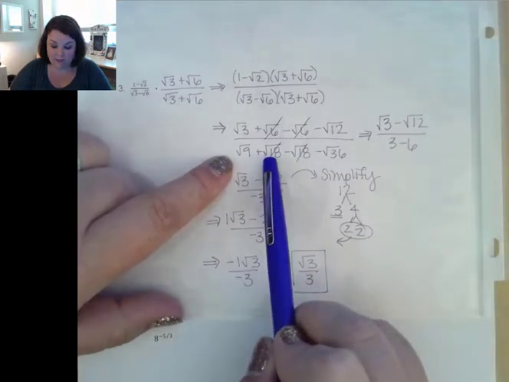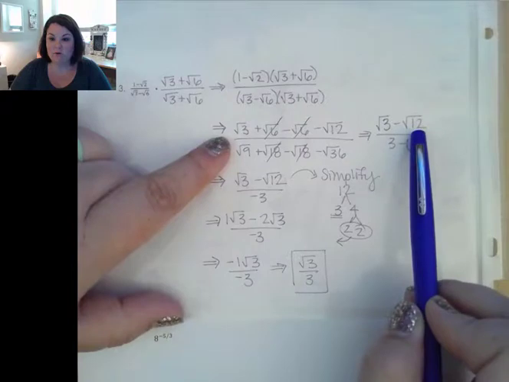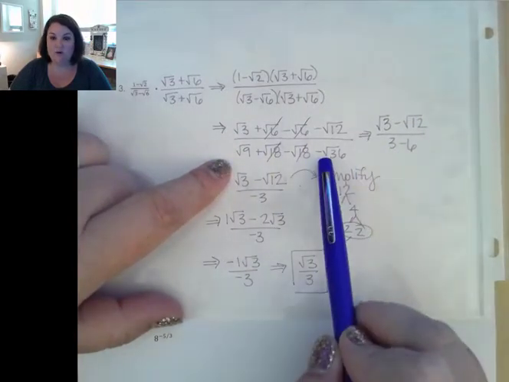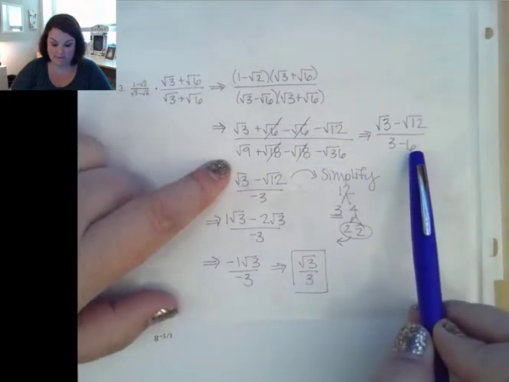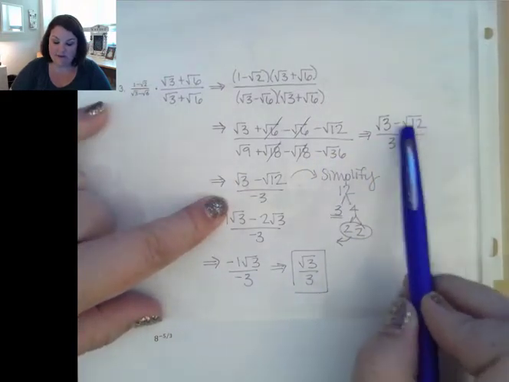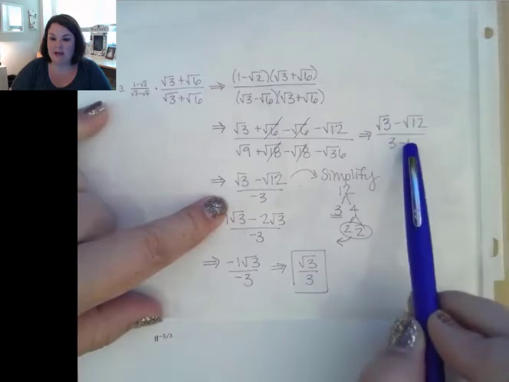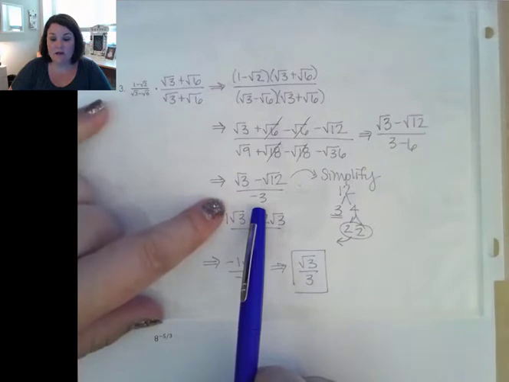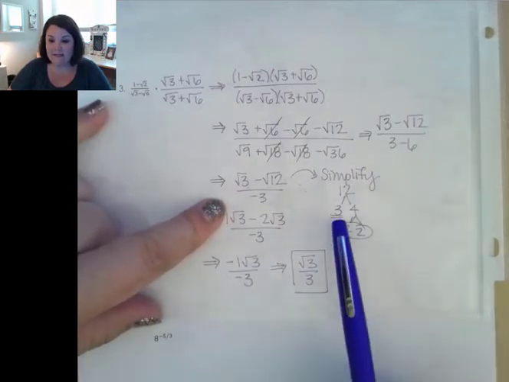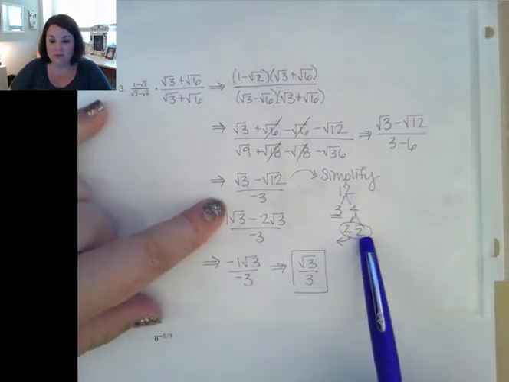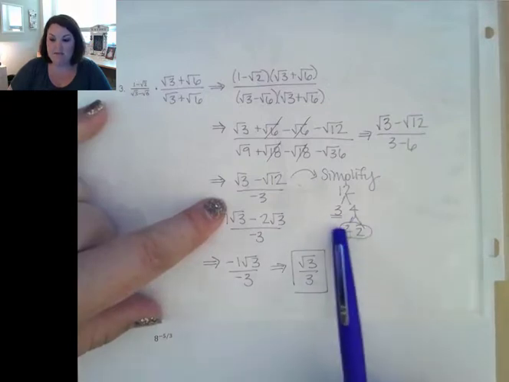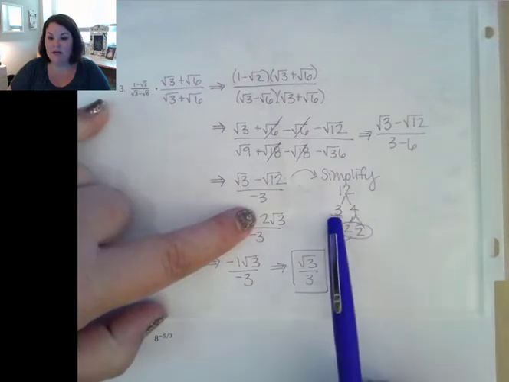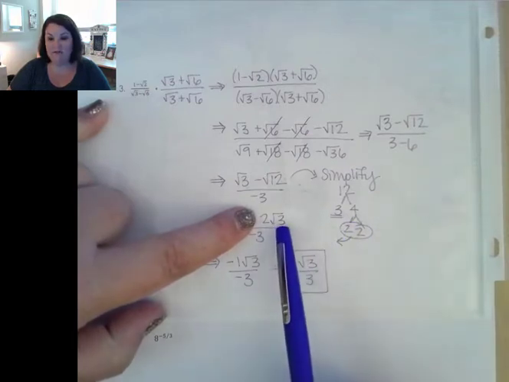So what we're left with on top is the square root of 3 minus the square root of 12, and the square root of 9, which is 3, minus the square root of 36, which is 6. Okay, so we want to see if we can simplify the square root of 12, and then we also combine the denominator to get a negative 3 on bottom. Okay, 12 does simplify because it's 3 times 4. 4 is 2 times 2. So since I have 2 copies of a 2, that means I can bring a 2 out, and I'll be left with that 3 factor underneath the radical.